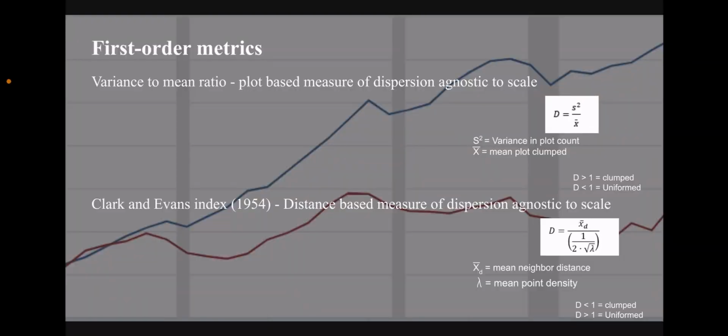First-order metrics are those such as the variance to mean ratio plot. These base a measure of dispersion that is agnostic to scale. Another example is a Clark and Evans index. These are distance-based measures of dispersion, also agnostic to scale.